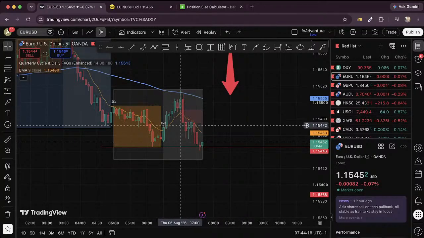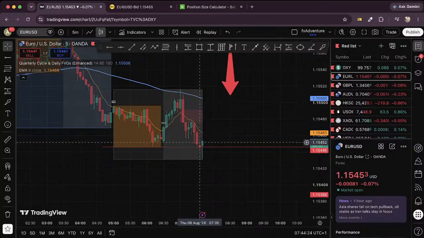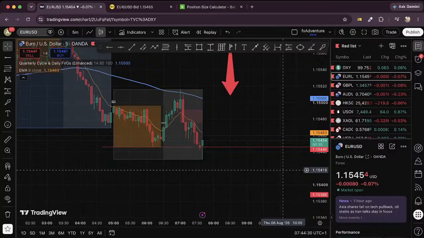It touched the 100 EMA and traded below the 9 EMA. Remember, they need to break it and close below it. This one is the breaker, this one is the closing, and of course, now they want to swipe this low. Whenever they swipe this low, the market has completed a cycle.